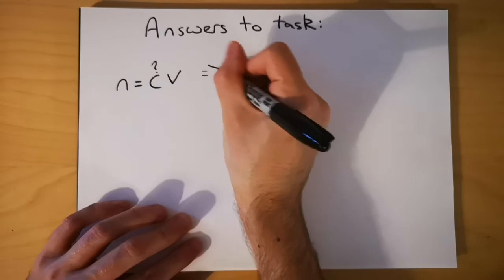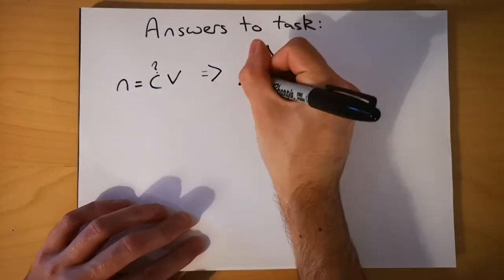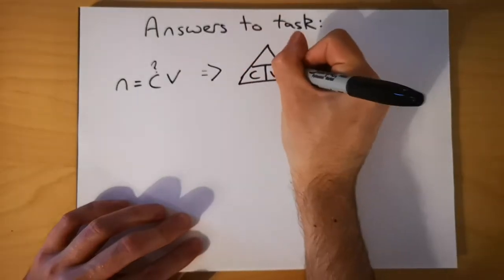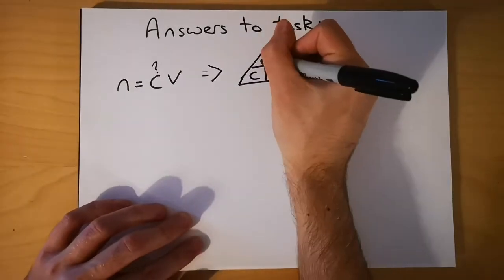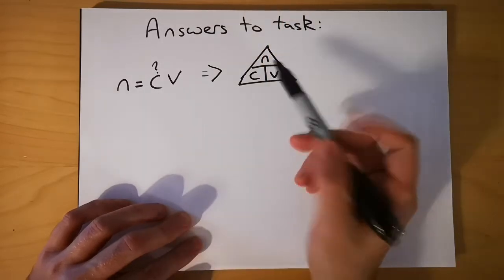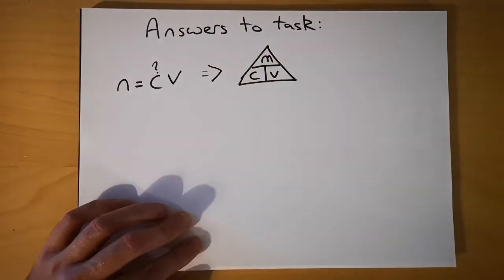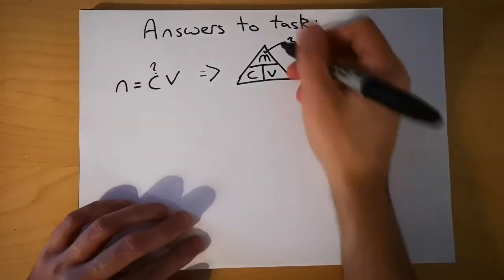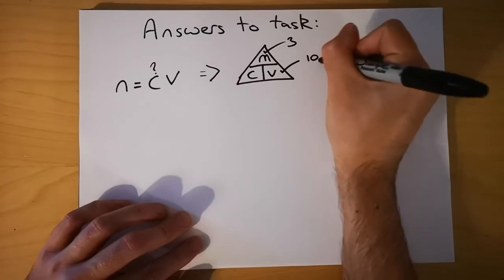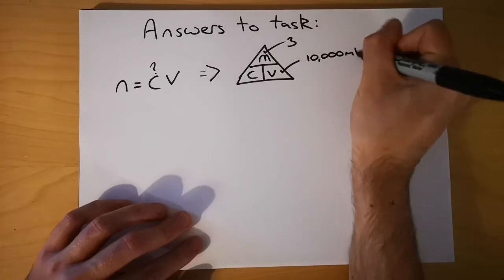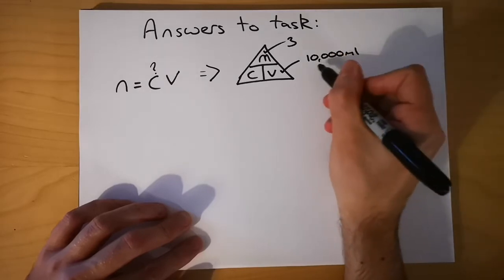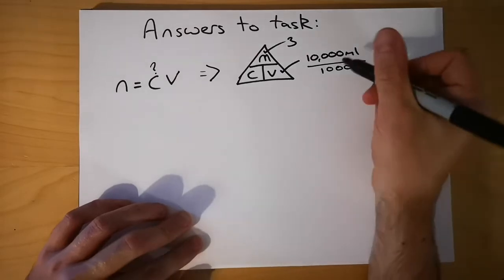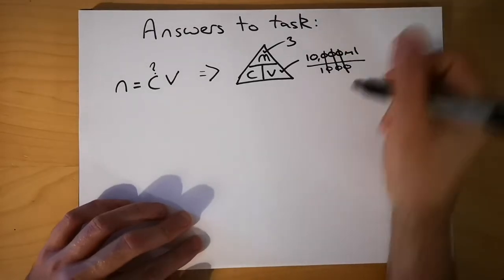What I want to do with that is convert it into a little triangle. So I am going to have concentration and volume in the bottom and number of moles in the top. I'm just going to make that an n to make it clearer. Now, I have been told what the moles are, and that was 3. And I have been told the volume, it was 10,000 milliliters. Now, what I want to do is convert that into litres, so I'm going to divide it by 1,000.